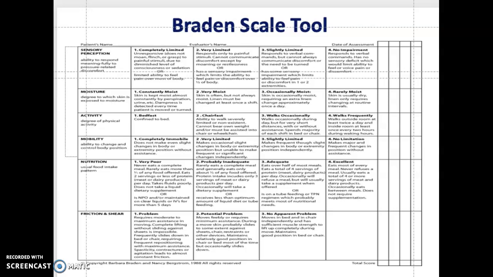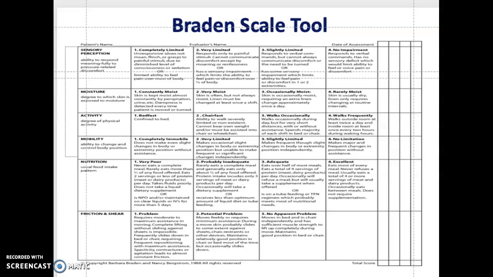It also evaluates the activity, the degree of physical activity, their mobility status, the ability to change and control body position. Also evaluates their nutritional status, such as if they are NPO, such as IV, such as total parenteral nutrition, and also evaluates the friction and the shearing force. So these are all considered high risk factors that are associated with pressure injuries.